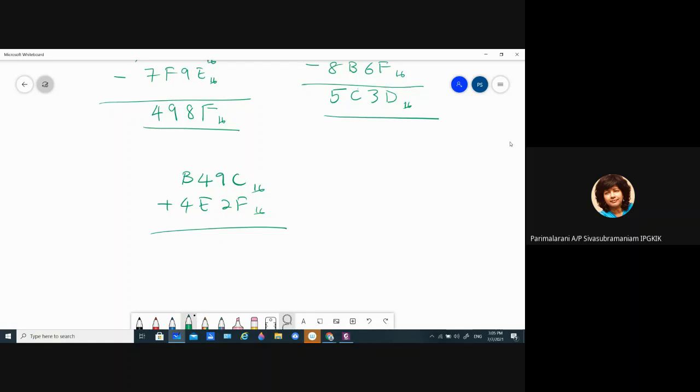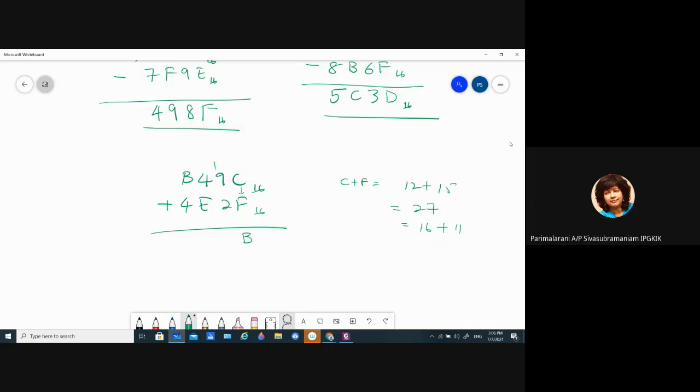Or you know that F is 15, right? So you take 1 from C and you give it to F, so it becomes one group of 16. So we carry up one group. C reduce 1 becomes B. Okay. If you cannot do that way, you do it like this. Okay. C is 12 plus F is 15, which is 27. Okay. 27 is actually 16 plus 11. So you have B and carry up 1.